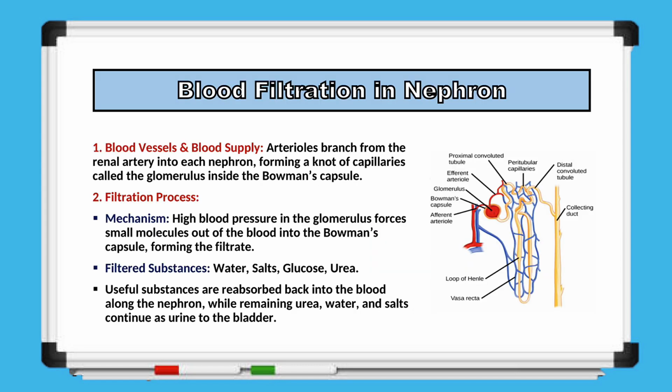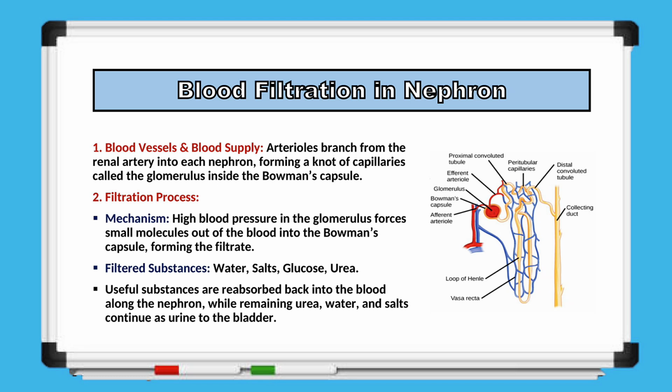Now, let's talk about one of the main functions of the nephron, which is blood filtration. First, regarding blood vessels and blood supply, arterioles branch off from the renal artery and enter each nephron, forming a network of capillaries called the glomerulus, which sits inside the Bowman's capsule. Next comes the filtration process. High blood pressure in the glomerulus pushes small molecules out of the blood and into the Bowman's capsule, forming what we call the filtrate. The substances filtered from the blood include water, salts, glucose, and urea.